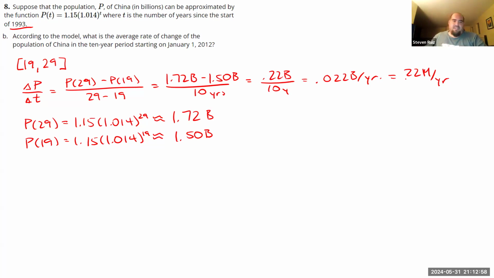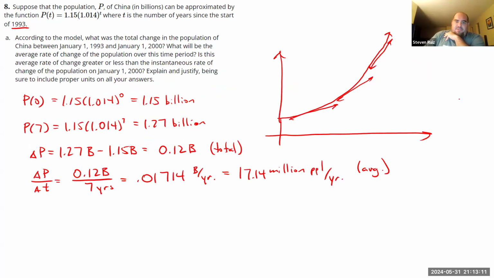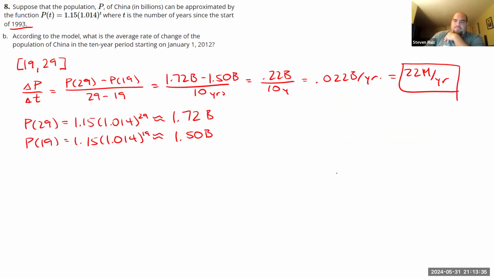So this will help us maybe give a little more convincing of an argument for our last part of question A. So our average rate of change here is 22 million per year over this later interval, as opposed to our average rate of change in this earlier interval, which was 17.14 million people. So hopefully this gives you a little more convincing that when we have an exponential function like this, as our values of time get larger, our instantaneous rates of change are going to keep getting larger as well.